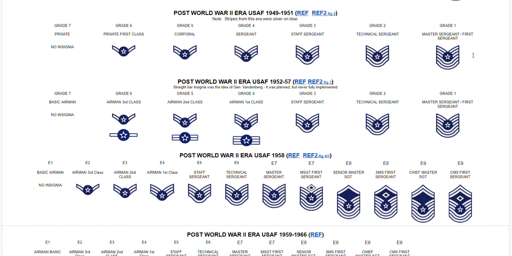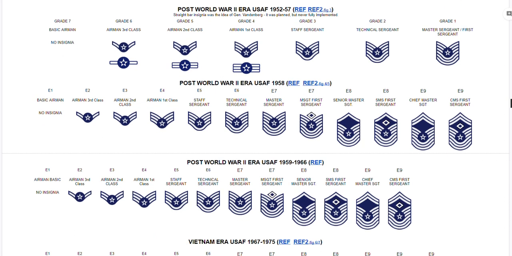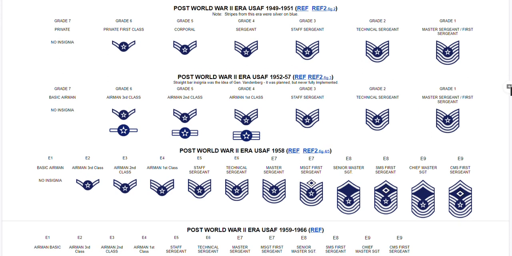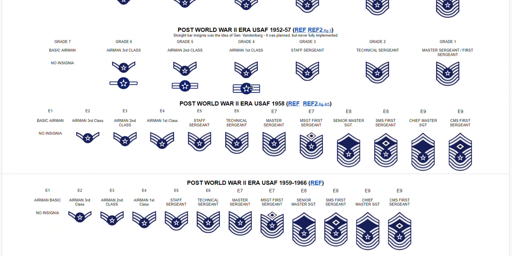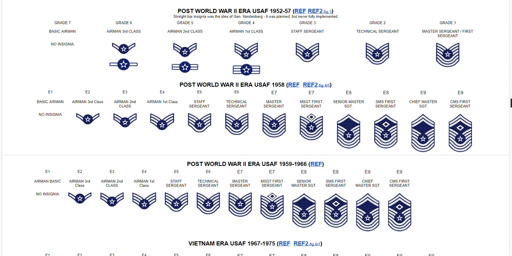Then as we move forward, in the mid-50s, they decided that they were going to try to straighten out the bars. General Vandenberg, he was the commander of the Air Force at the time. This is one of his ideas. You can find some examples of these straight bar stripes. And I don't know if they ever actually issued them to any airmen, but this was the plan. However, they were not able to really get them in production. And by the time the next command general came in, he kind of scrapped the idea.